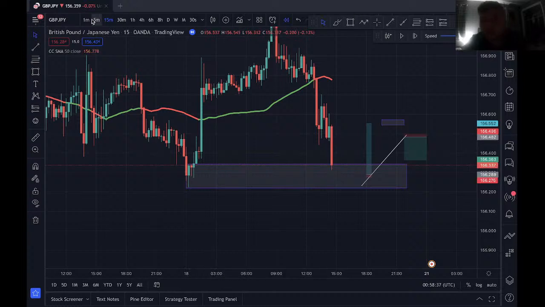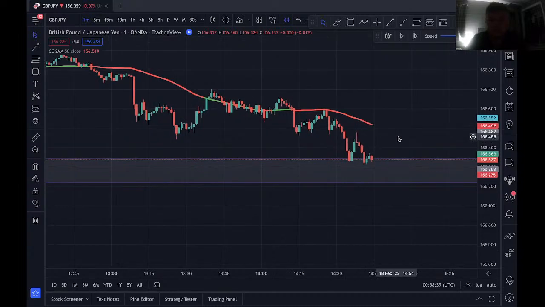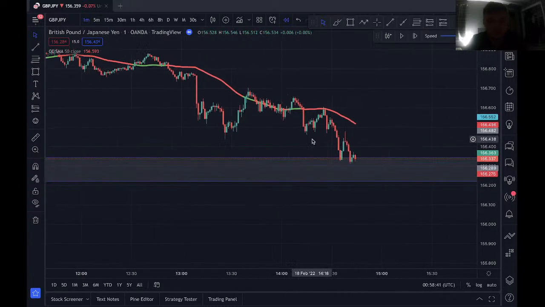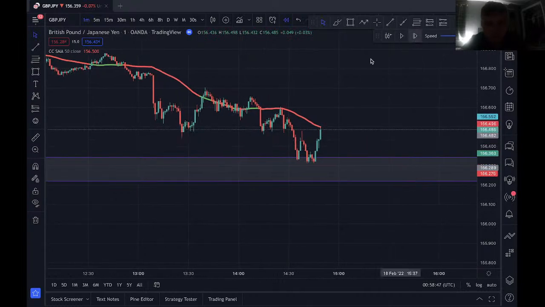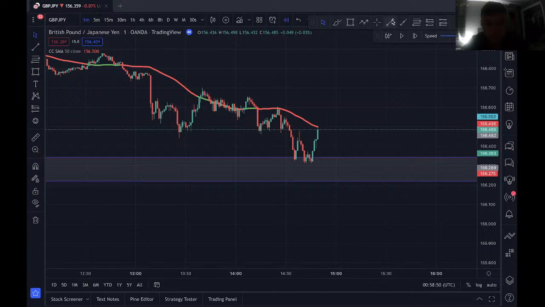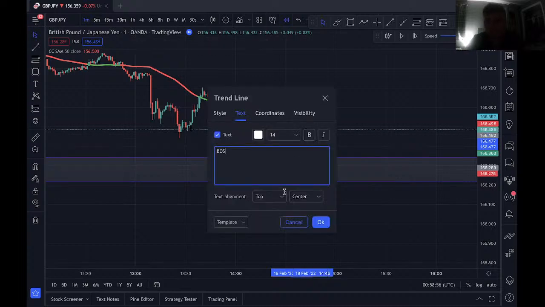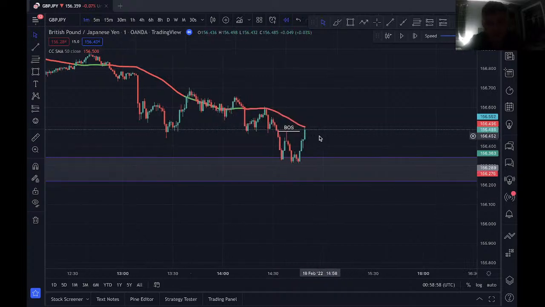Price now taps in. Let's hop into the 1 minute and see what price does. We can still see we're in a nice downward trend, so there's no entries as of yet. We're waiting. You see, this is your first break of structure, same as gold. Pretty straightforward. Your break of structure. There we go. It's the first one.